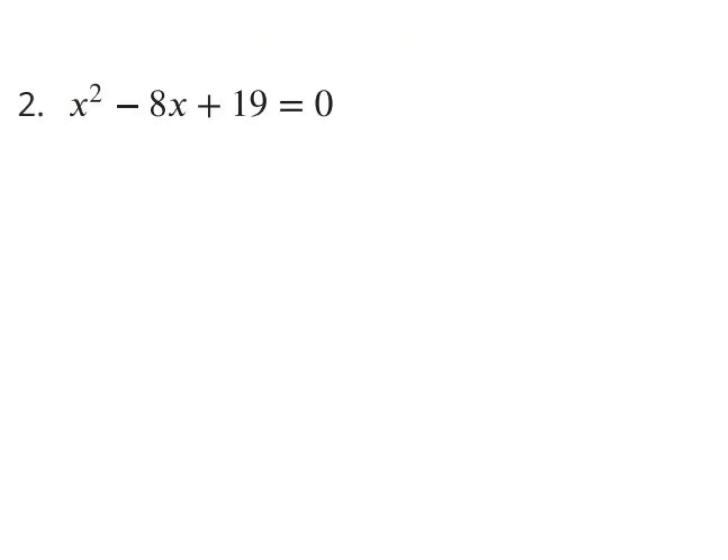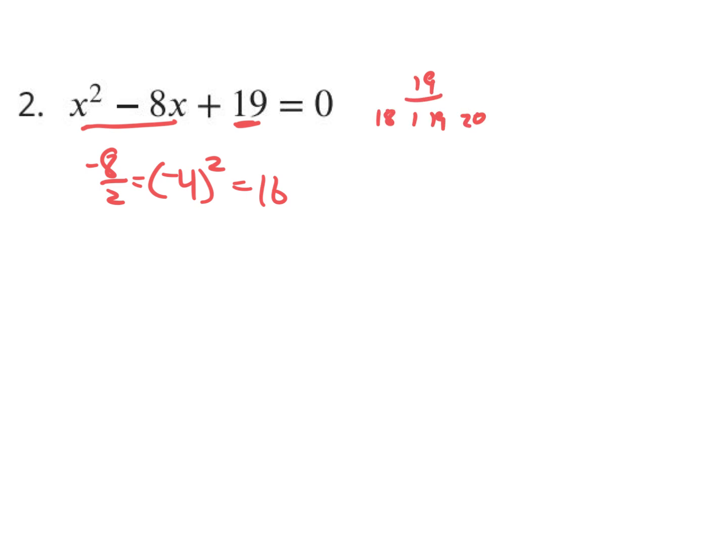Okay, now let's look at the same problem with a different number for our b. I take my b term, which is -8, divide it by 2, and I get -4. Then I square it. And why do I do all of this? Because 19 is not easily factorable. The only factors of 19 are 1 and 19. They add to 20 and they subtract to make 18. So we have to do this because this is not easily factorable.